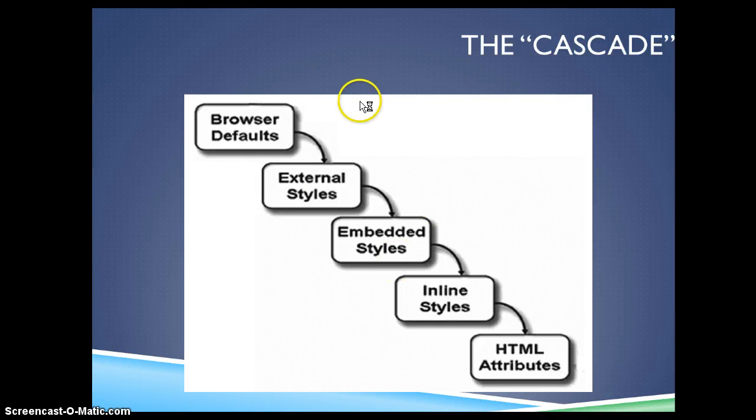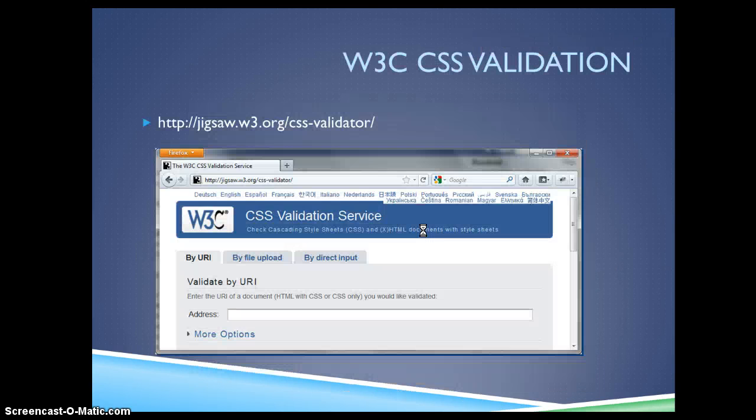In the cascading, we first start with browser defaults, then they look to external styles, and then embedded styles in a sheet, and then inline styles, and then finally HTML attributes to come up with the final resolution of how to display something. And you can go ahead and validate all your CSS code at this CSS validator.